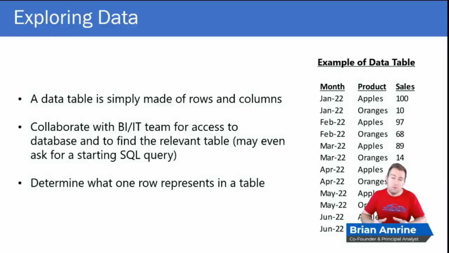Now, it is absolutely critical that you understand for every data table you're using this key question, and that is, what does one row represent in this table? In our table on the right here, you can see that there is one row for every month product combination. Other tables might be one row per product, one row per month, one row per sale, one row per customer, but you need to, one, answer that question, and two, validate that that's the case.